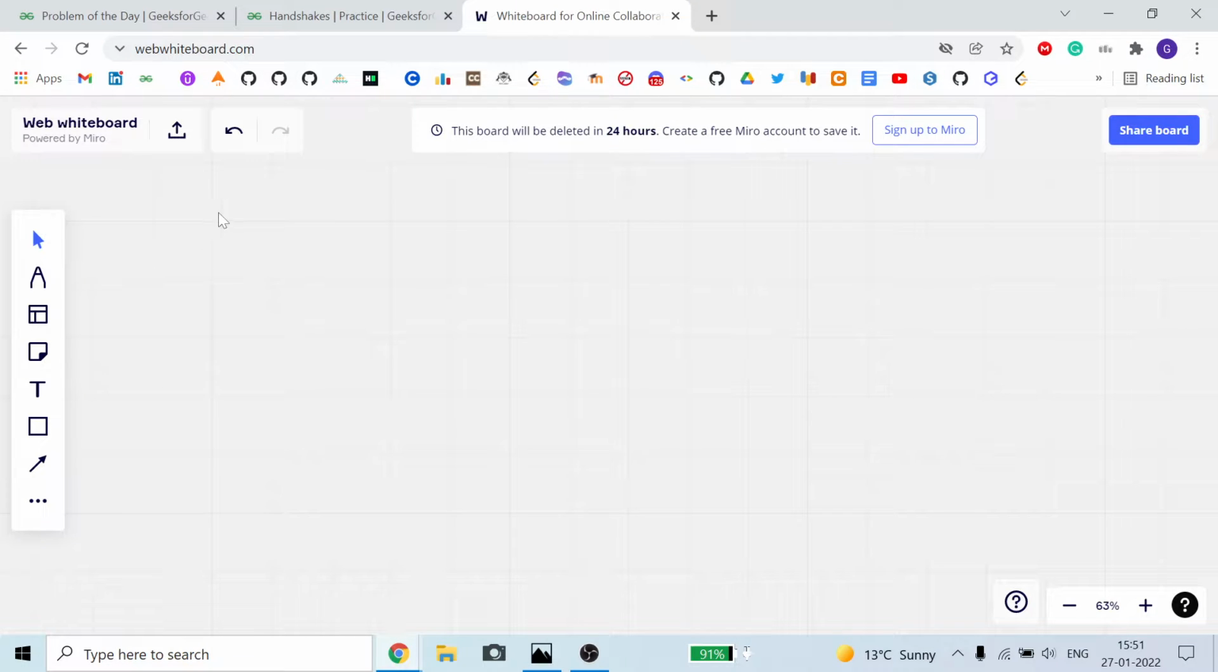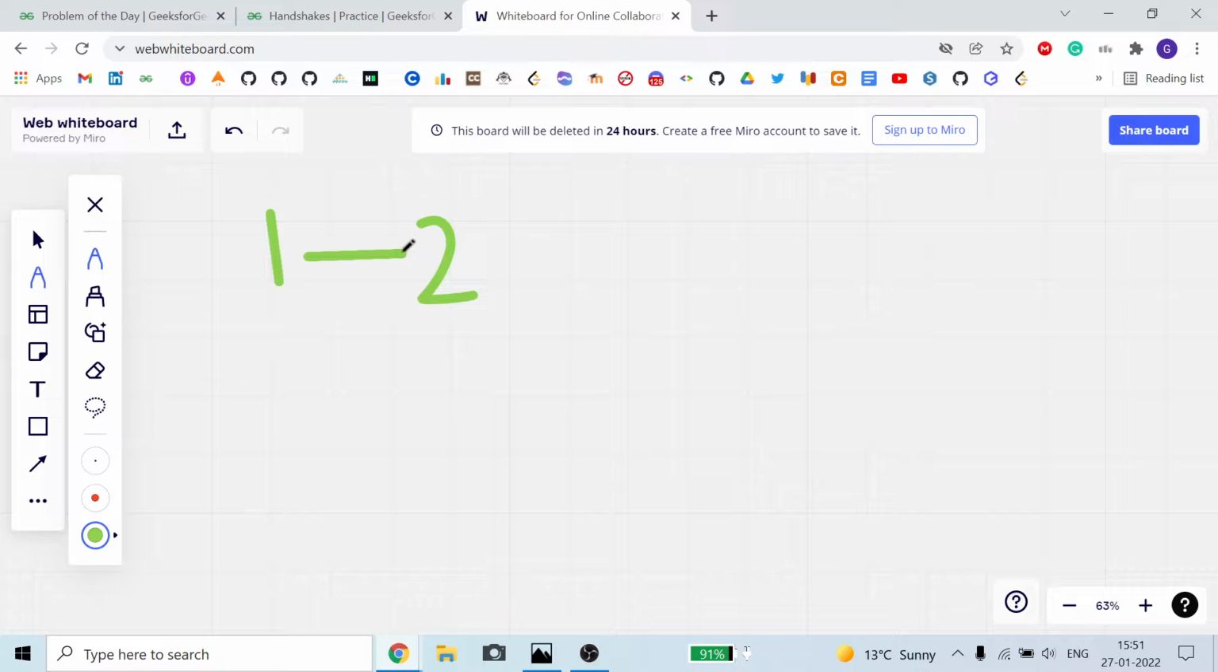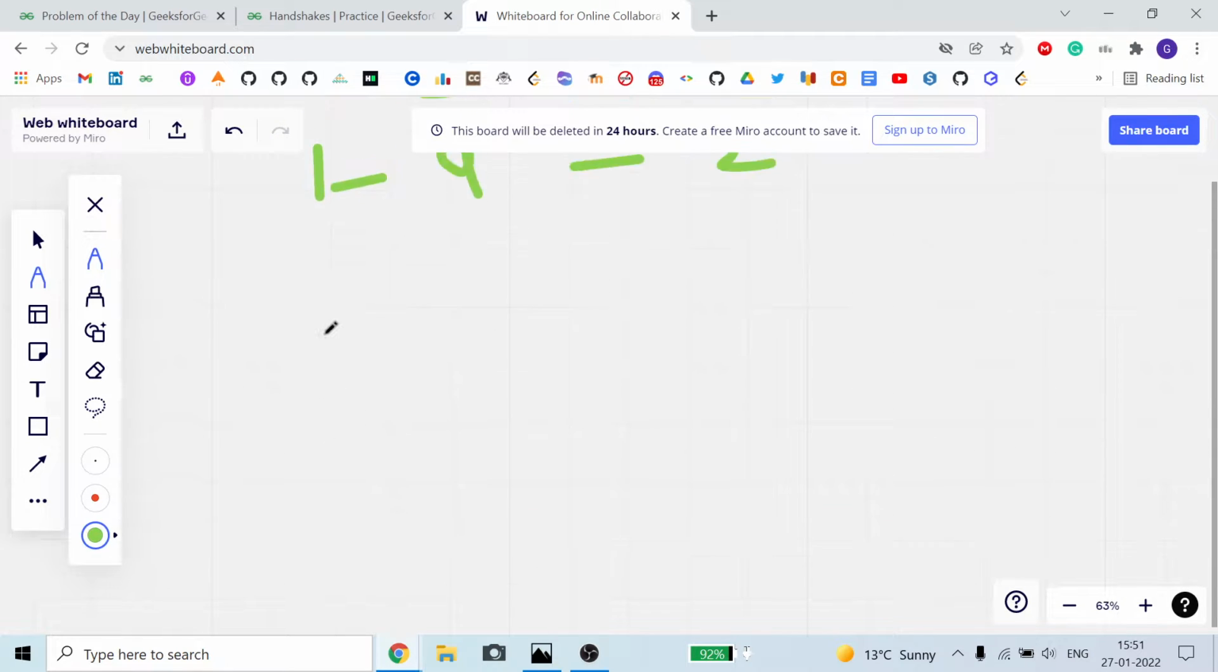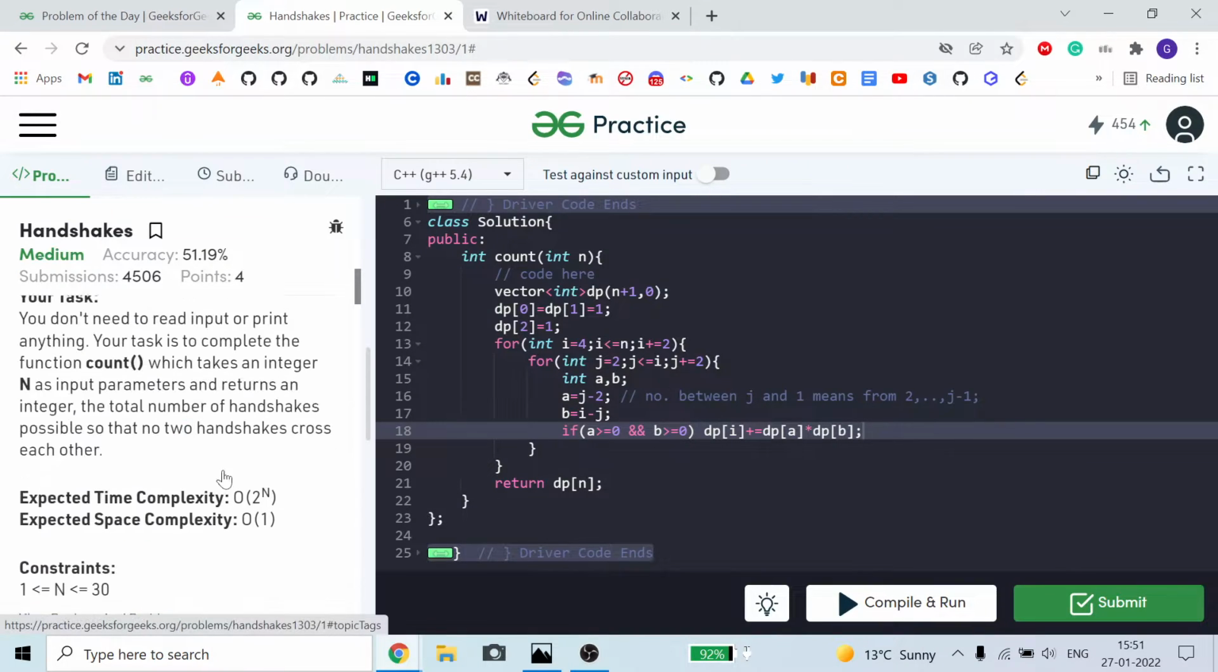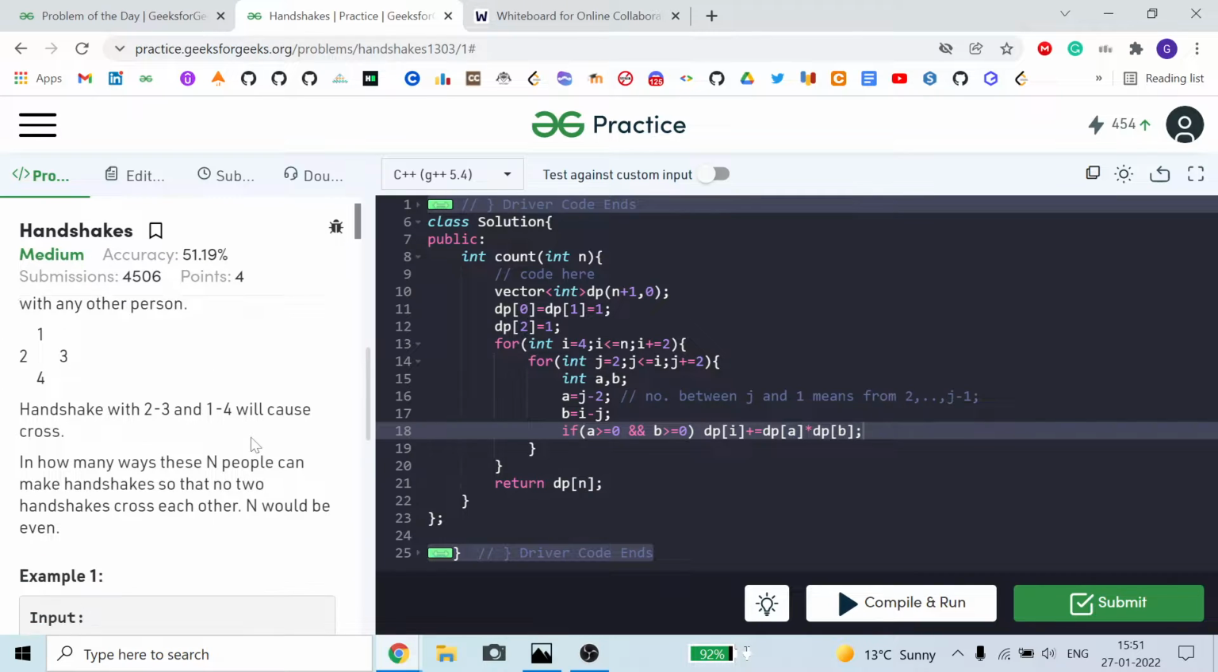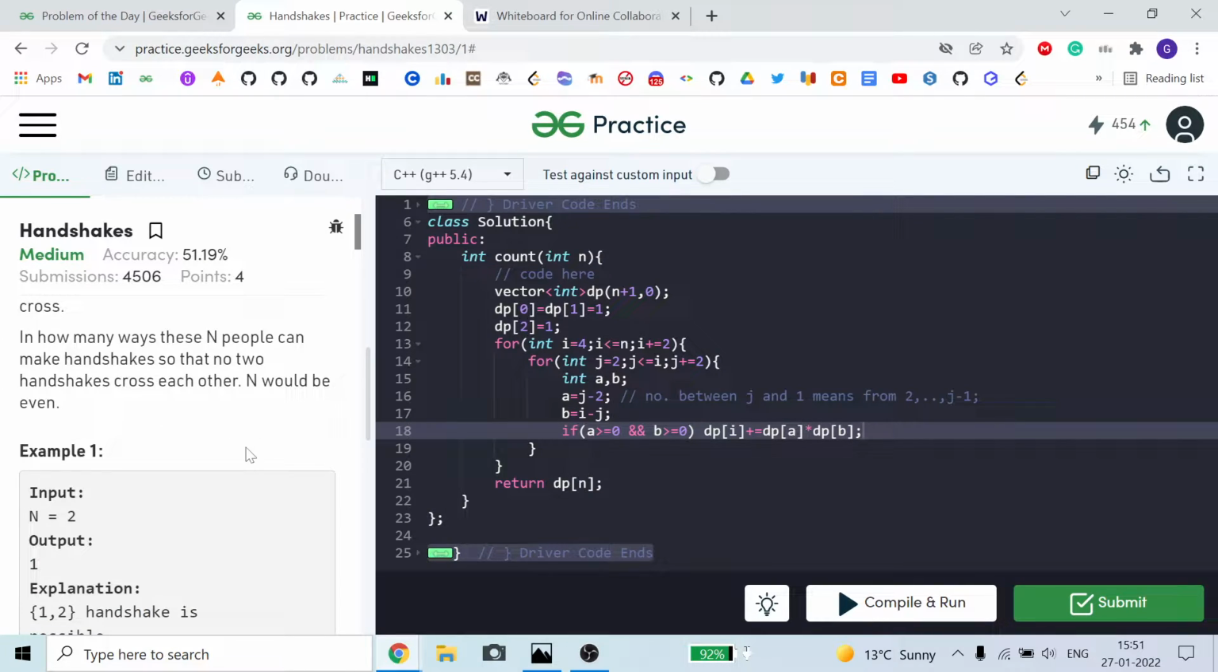First of all, I want to explain some method. If there are two persons, then they can handshake in just one way. If there are 4 persons, 1 2 3 4, then they can handshake in 2 ways, as I explained earlier. And as you can see here, it is written that n is always even.